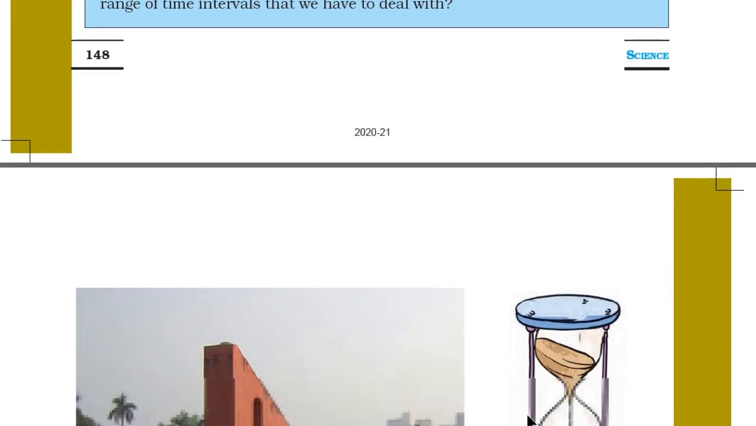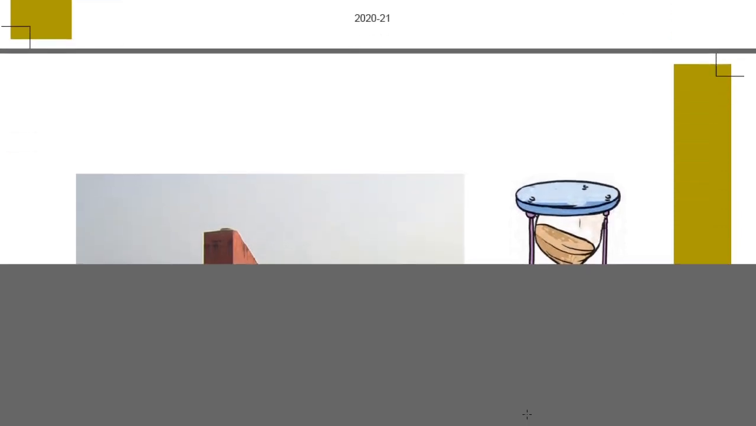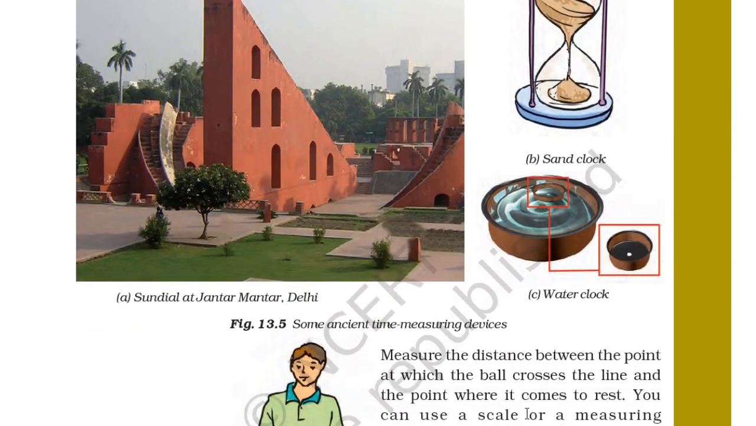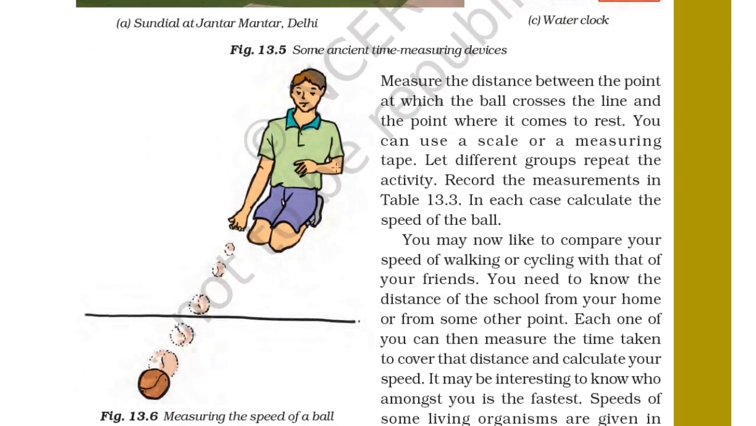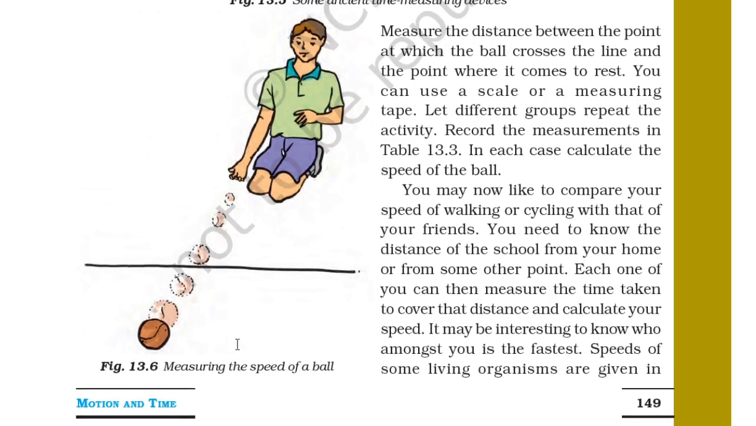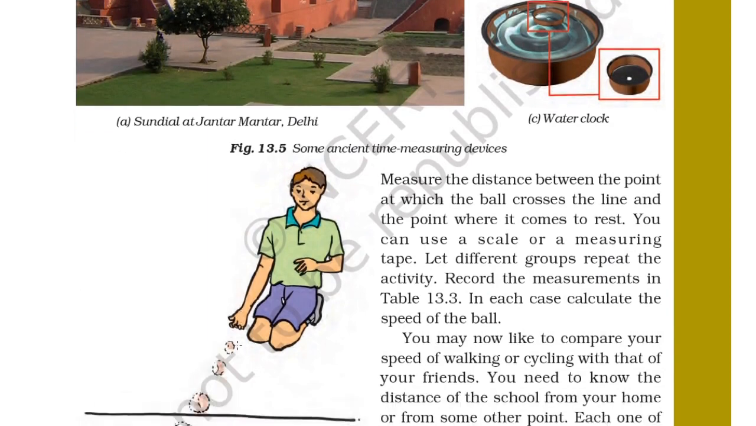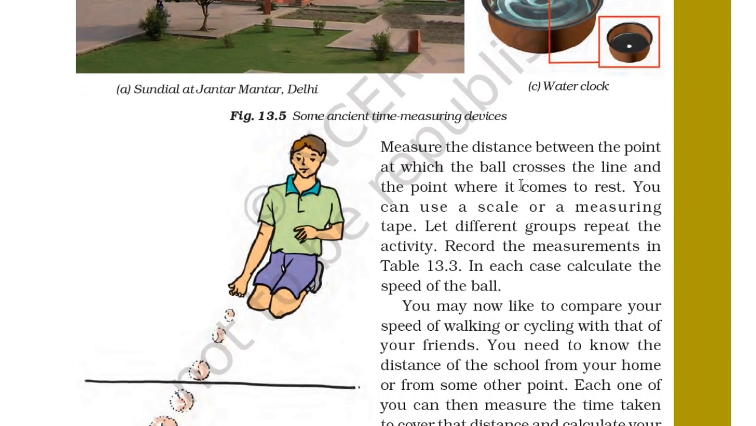So now the above example we will see here. Here is a sundial at Jantar Mantar which was used earlier, and this is a sand clock and this is a water clock. Here the boy is throwing a ball perpendicular to the line drawn to measure the speed of the ball. Measure the distance between the point at which the ball crosses the line and the point where it comes to rest. You can use a scale or a measuring tape. Let different groups repeat the activity. Record the measurements in table 13.3. In each case, calculate the speed of the ball.